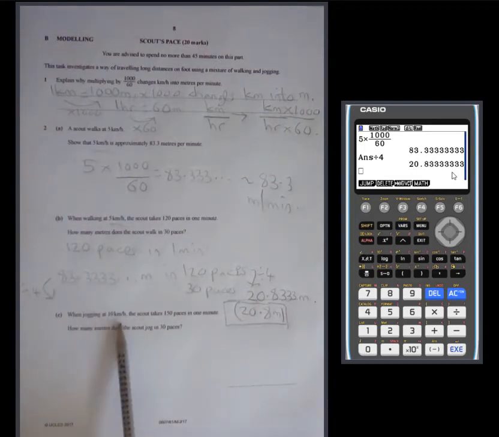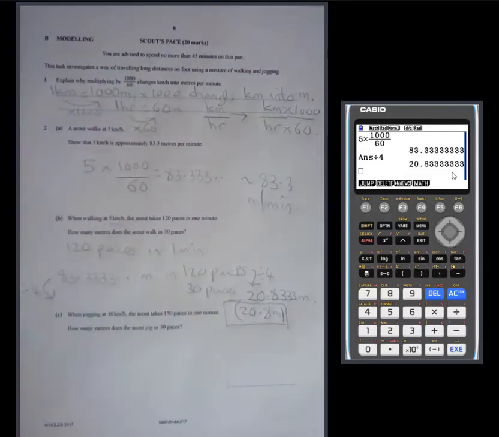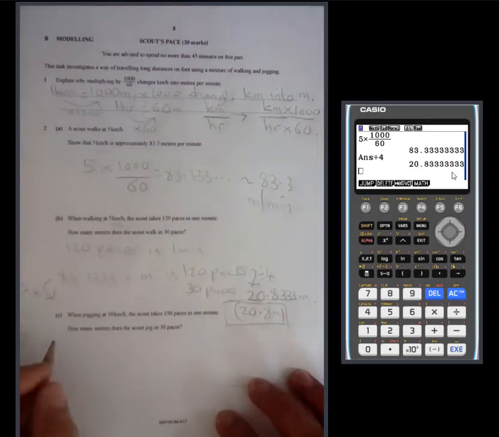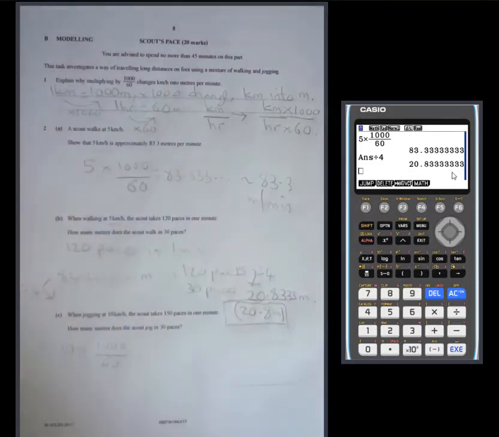When jogging at 10 kilometers an hour, the Scout takes 150 paces in 1 minute. How many meters does the Scout jog in 30 paces? So we're going to use the same approach, but we're going to have to convert 10 kilometers an hour to meters per minute. Now you've got 2 ways to do that. You could either do the 1000 over 60, or you could recognize that 10 kilometers an hour is double 5 kilometers an hour, so we could just double this 83.3333. But I probably stick with the original. I will say 10 times 1000 over 60, and it should give us something 160-ish.